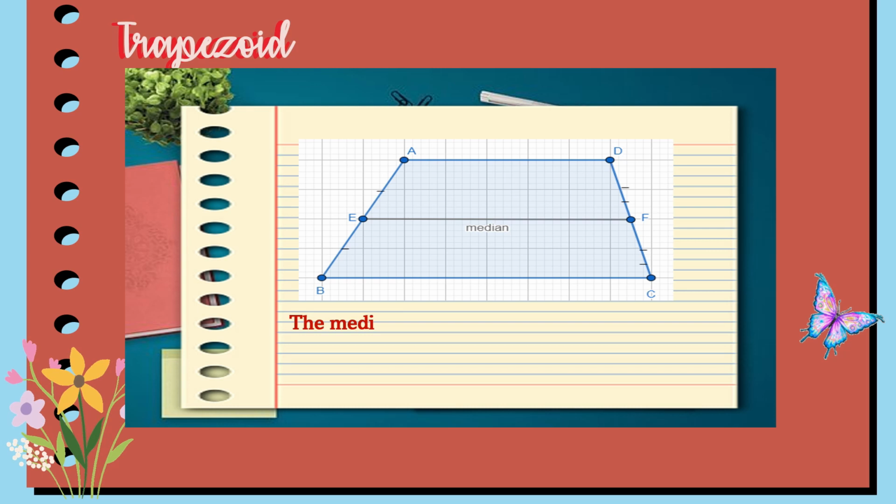The median is also parallel to its bases. So we can say that AD is parallel to EF and parallel to BC.